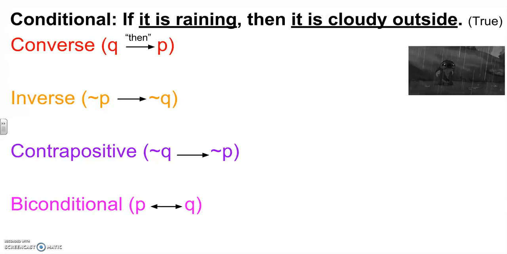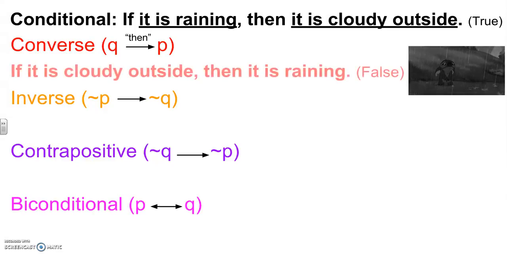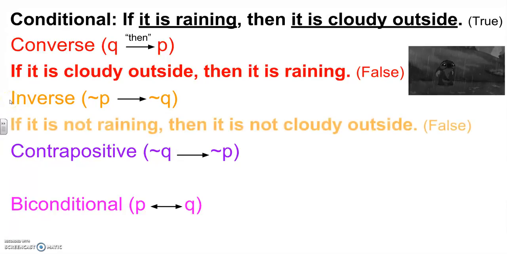Okay. For converse here, you might have seen that we just switched the order. So if it is cloudy outside, then it is raining. And this is kind of indicated here, Q then P. So it started with the conclusion, then the hypothesis. Inverse. Remember what we said on the last slide about this tilde? Kind of represents the word not. If it is not raining, then it is not cloudy.